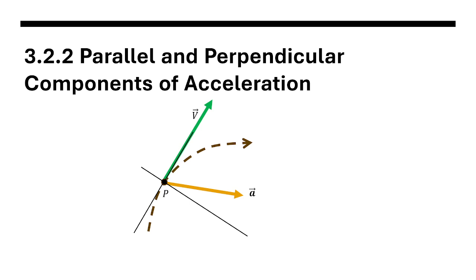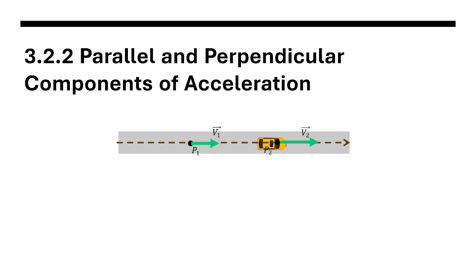We have the parallel component, which is parallel to the velocity, and we have the perpendicular. Okay, so in order to fully understand these parallel and perpendicular components of acceleration, let's recall one of our examples from 3.2. So we have this car. We have point 1, velocity 1, point 2, and velocity 2. They have the same direction in a straight line, a horizontal line.